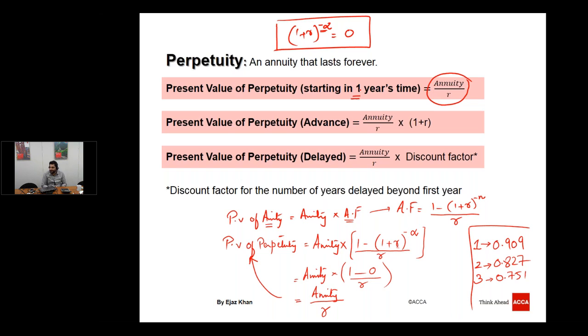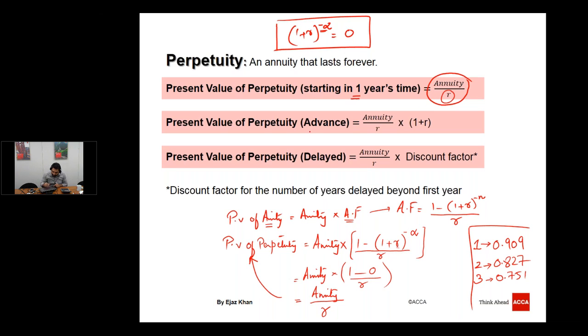Is it clear to everyone? So remember, this derivation is not examinable. It's just to enable you to apply this formula in the exam question so that you know how it has been derived. So to calculate the present value of perpetuity, which is starting in 1 year's time, will be just the annuity divided by the discount rate. And remember, it's the discount rate, not the discount factor. So you just need to put the discount rate. For example, if it's 10%, we need to put 0.1 rather than going into the discount factor table.